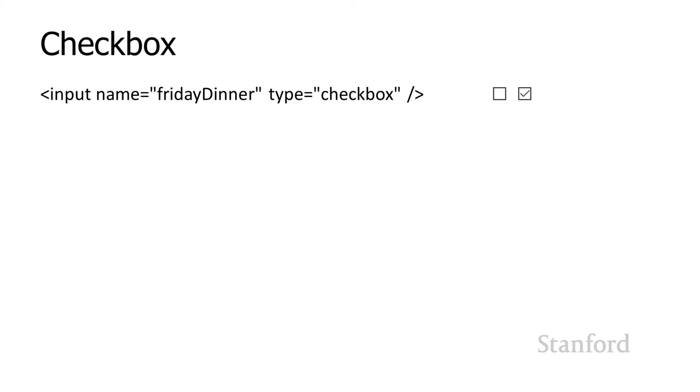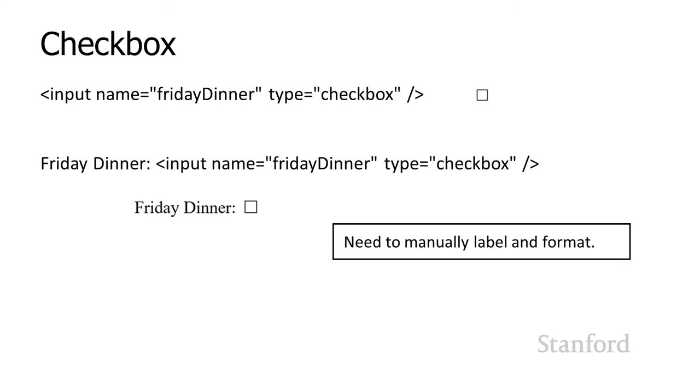Now, again, as before, with the input of type equals text, there is no label provided. So there's a name, Friday dinner, in the input name equals Friday dinner, but that's actually information sent to the server that is invisible to the user. If you actually want a label on the web page telling them what this little square they're supposed to click is, you actually need to manually label it.